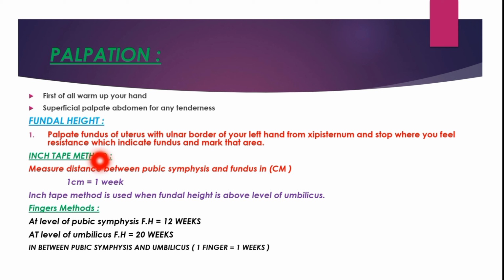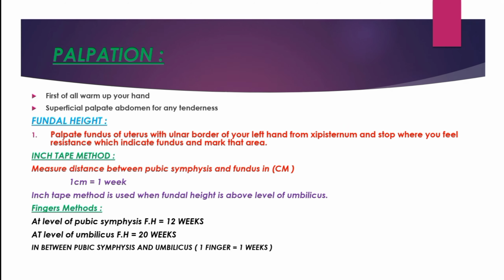For measuring fundal height, we have two methods. The first one is the inch tape method, and the second one is the finger method. The inch tape method measures the distance between the pubic symphysis and the fundus of the uterus in centimeters. And 1 centimeter is equal to 1 week. Let's suppose if on inch tape method the height is 10 centimeters, it indicates 10 weeks of gestation. The inch tape method is used when the fundal height is above the level of the umbilicus.